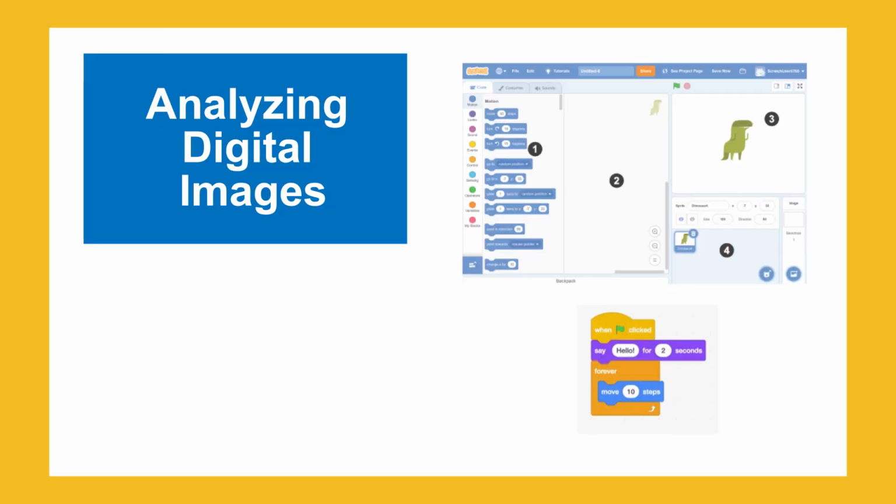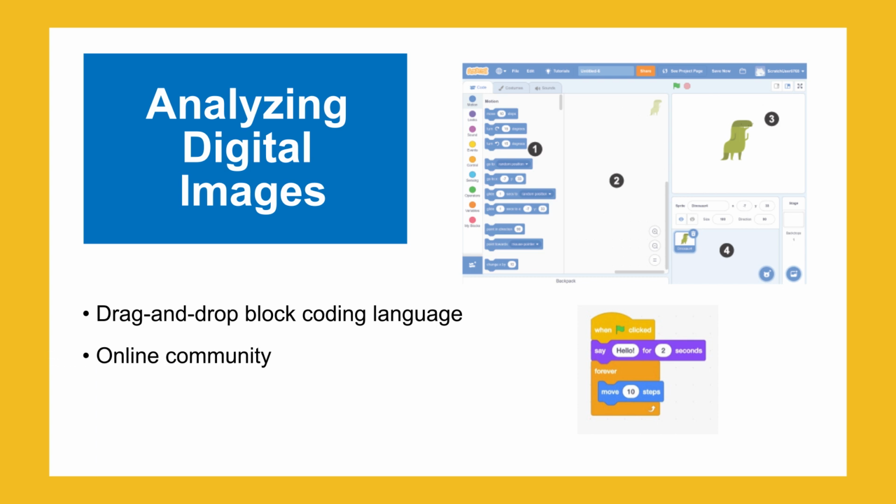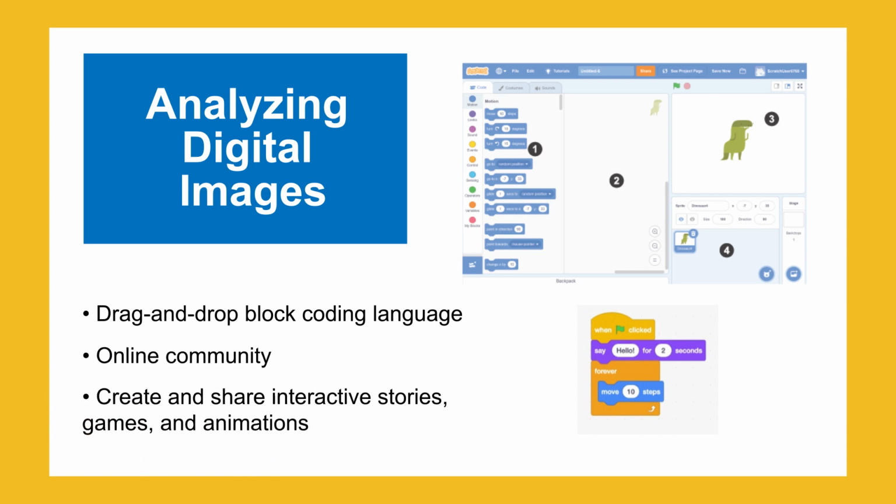In the Grade 5 unit, Analyzing Digital Images, learners explore Scratch as a tool for detecting color variations. Scratch is a drag-and-drop block coding language and online community where students can create and share their own interactive stories, games, and animations. Scratch is as colorful and fun as many online games, but is more than a game. It's a programming language that allows users to control the inputs and outputs of a computer.